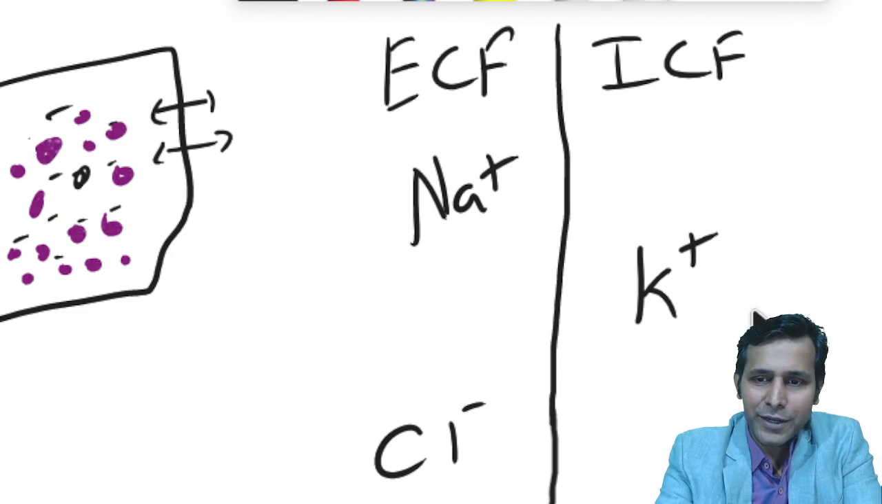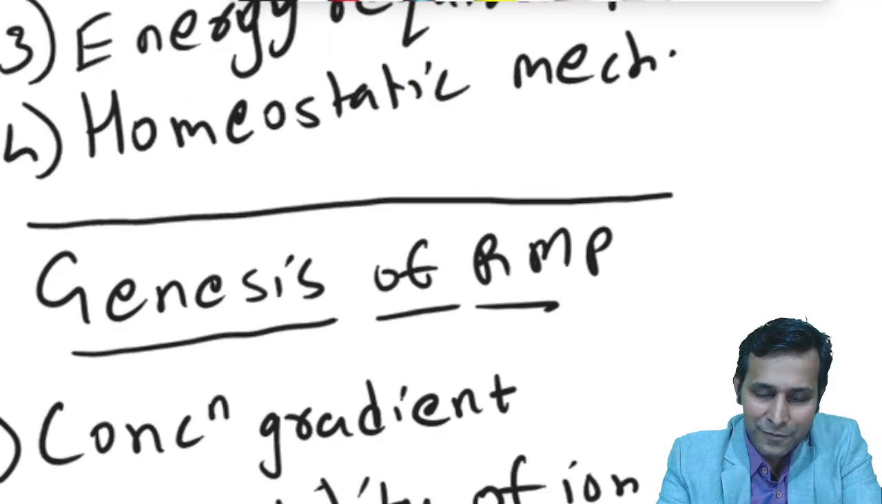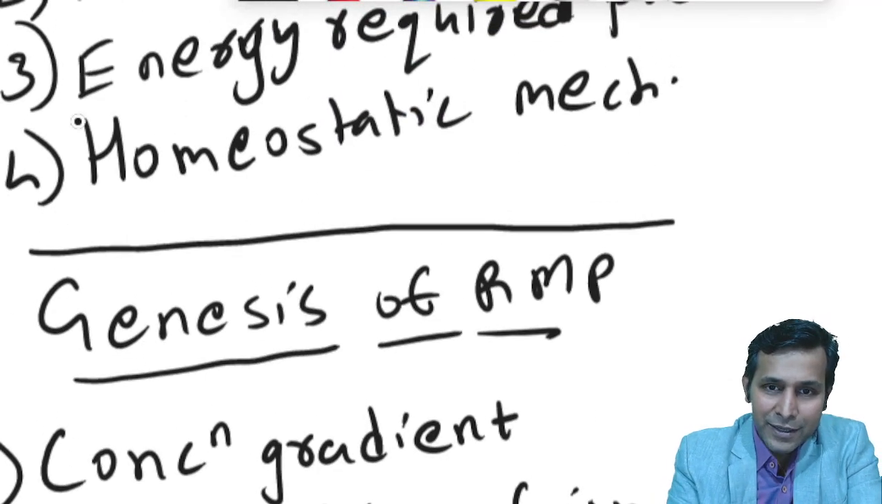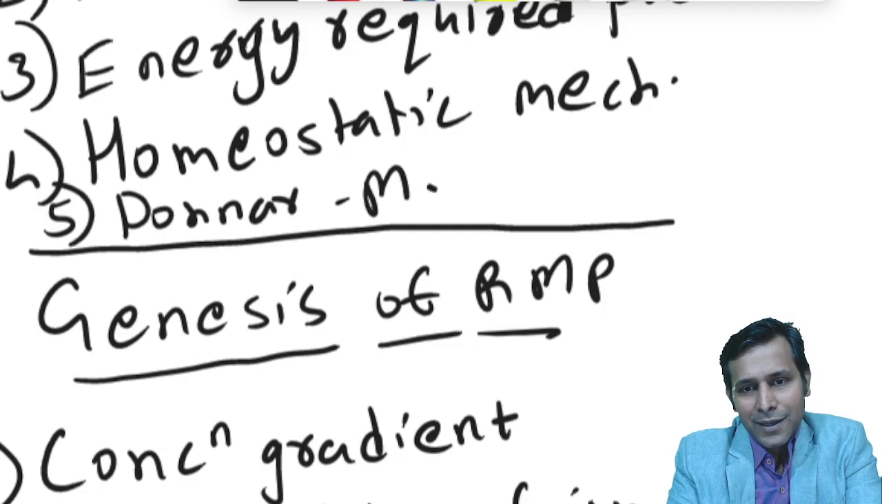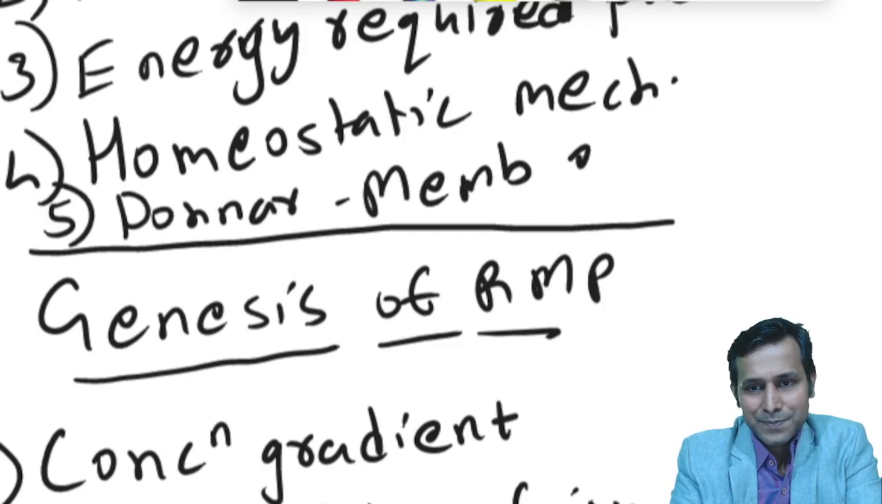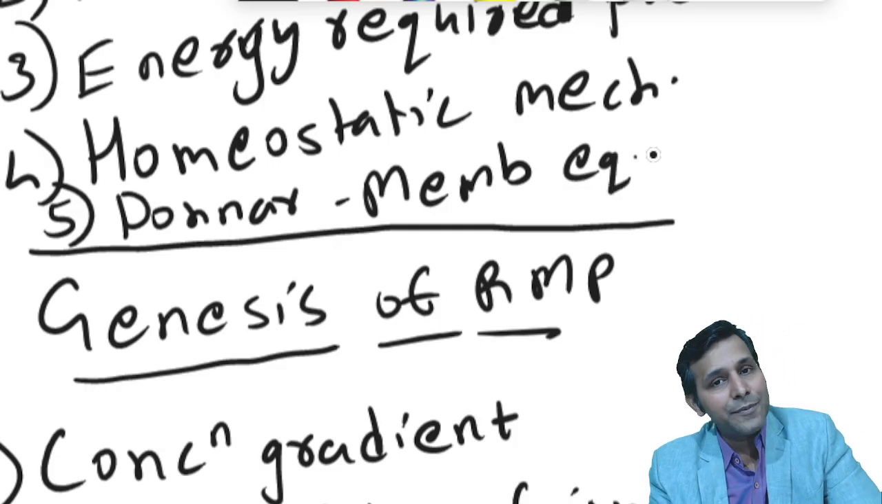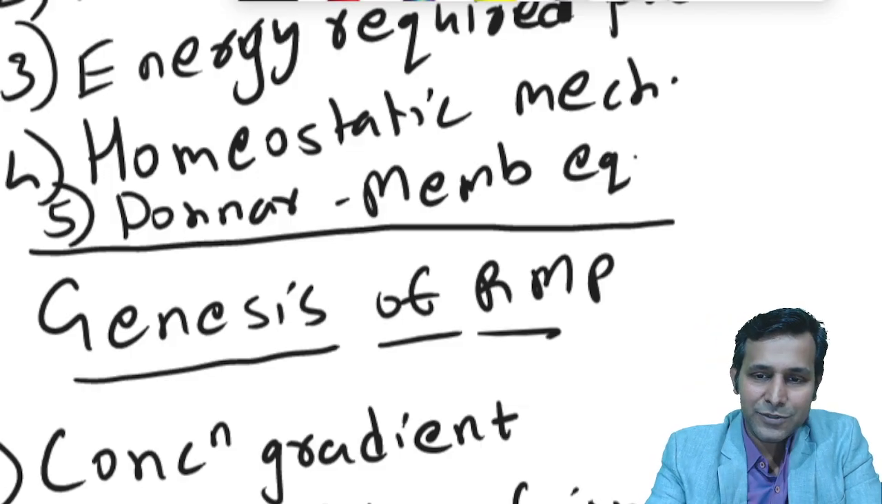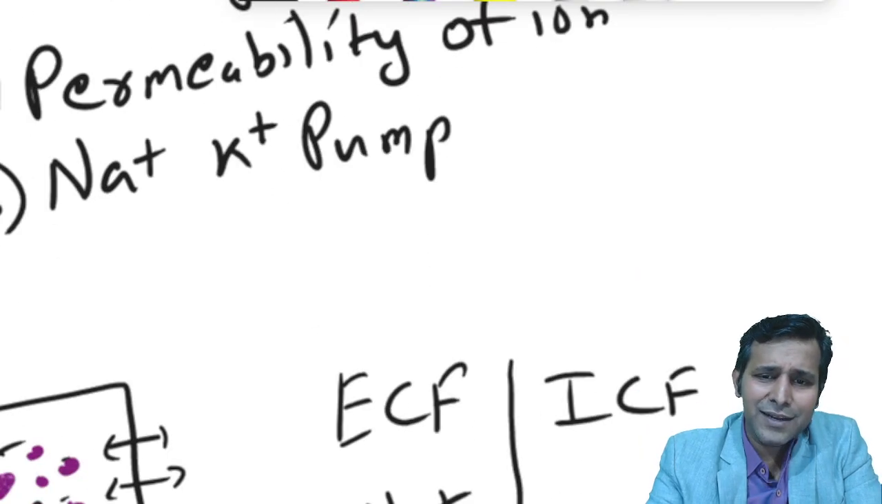So we will add one point to our previous features, and the fifth one is that RMP is also because of Donnan membrane equilibrium. So you can have one more feature of RMP. The Donnan membrane equilibrium is one of the concepts which also helps in determining the RMP. That's why the cells are always negative.